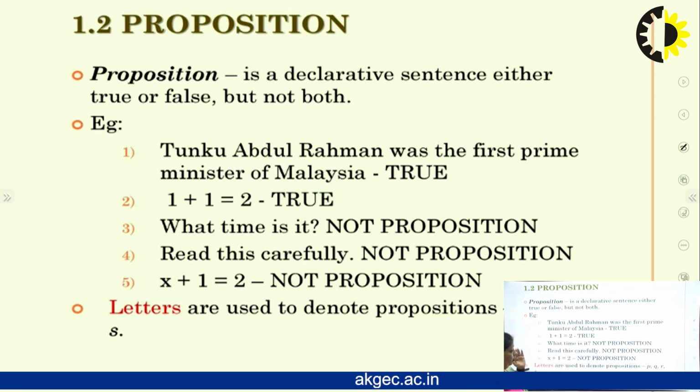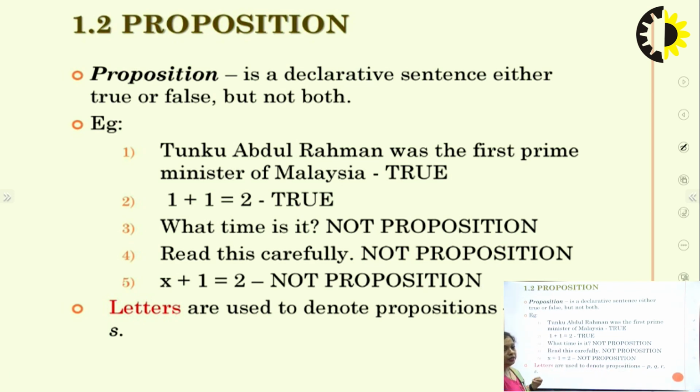So, we can see that propositions are declarative statements which will always hold only a single value, that is true or false. Now, these propositions are actually denoted by small alphabets like p, q, r and s. So, these are the notations which we will be using to show the propositions.